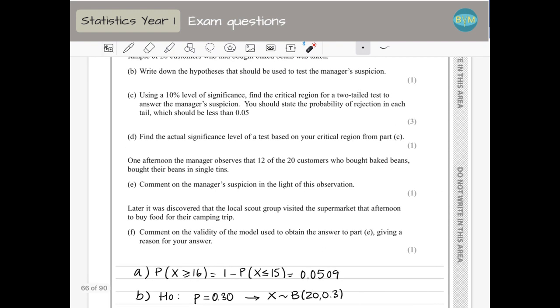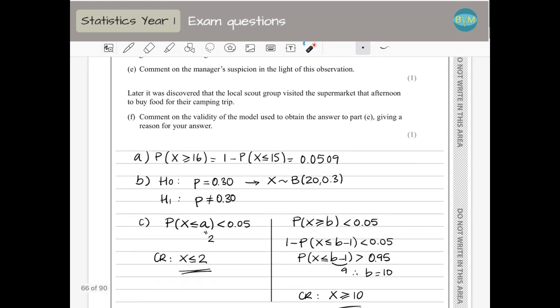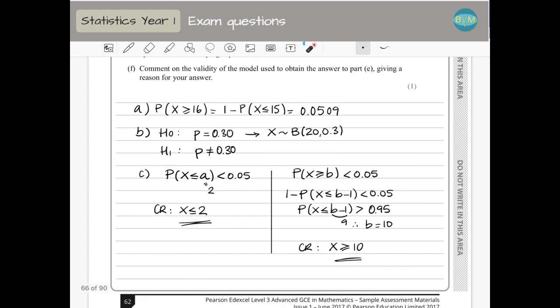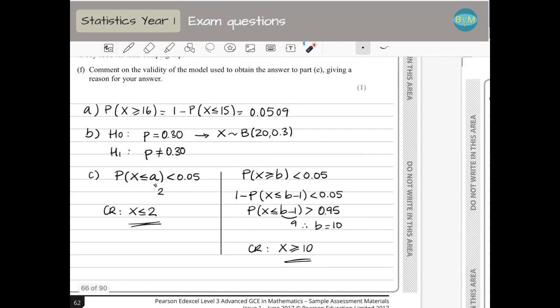Then they say, find the actual significant level of a test based on your critical regions. So the actual significant level is really the probability of x being smaller than 2 together with the probability of x being greater than 10. So it's the probability of something falling in the critical region, which is smaller than 0.05 and 0.05, but not 0.05.